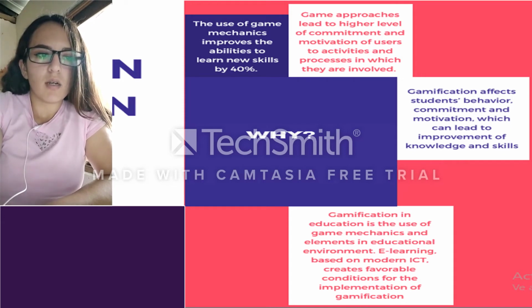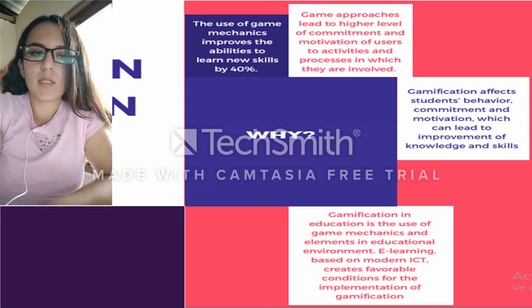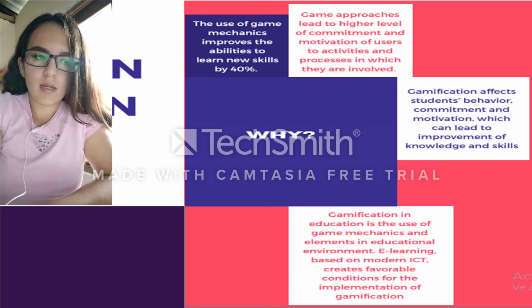The focus in the learning process should be rather towards developing skills for collaboration and teamwork, and responsibility for the performance of the group, instead of competition between students. Gamification affects students' behavior, commitment, and motivation, which can lead to improvement of knowledge and skills.